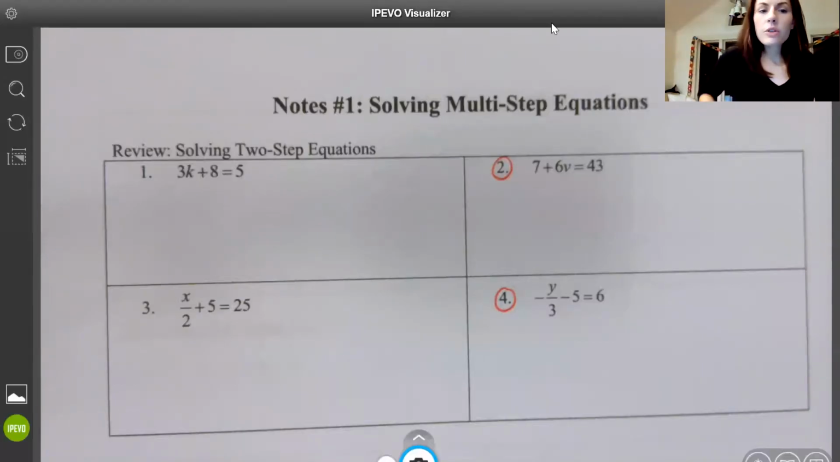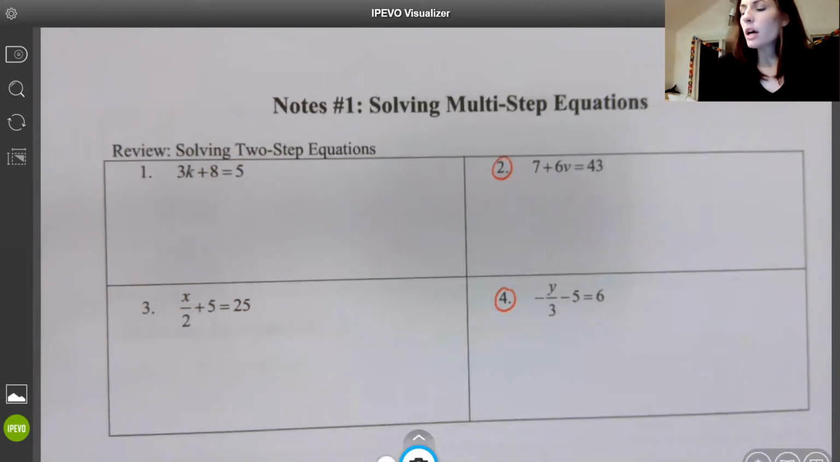Okay, so our first unit starts with a continuation of solving equations. Part of our review work involved solving equations, and we're just going to continue that work and dive a little deeper into ways that we solve multi-step equations. We're going to start with a little review, and we've already looked at equations like this. These are called two-step equations.